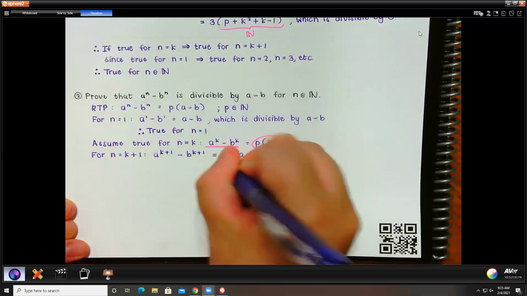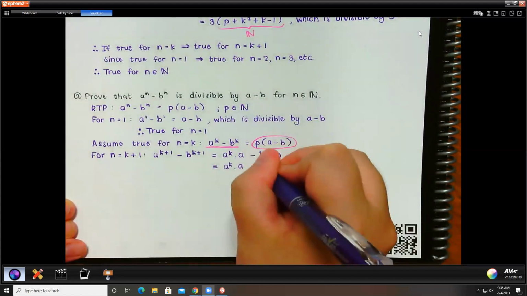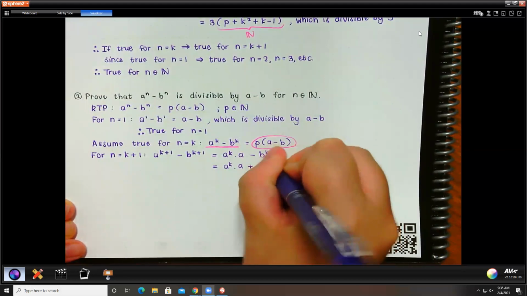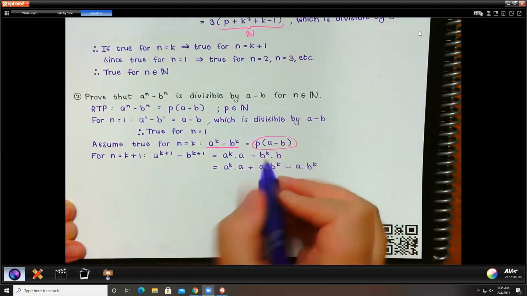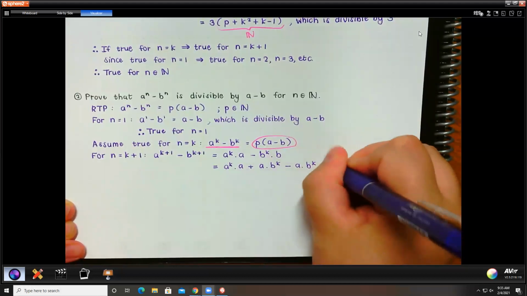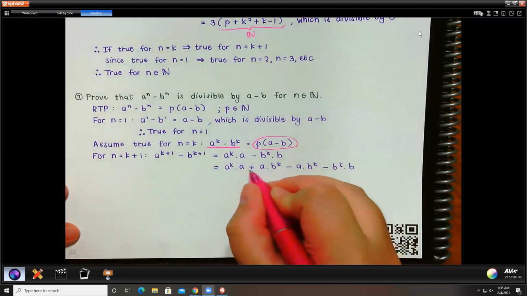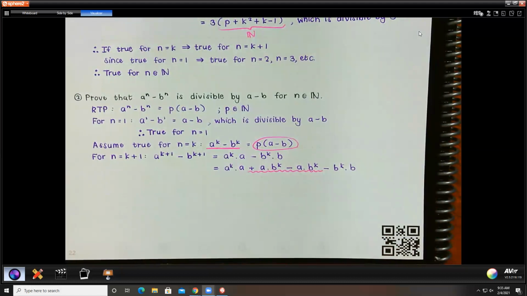I have a to the k times a. Now I'm going to add a times b to the k, and I'm going to subtract it. But then remember that we also had this. So this is the trick. We are adding something that will help us, but because you can't just add it, you have to subtract it as well. So I'm adding it and I'm subtracting it.